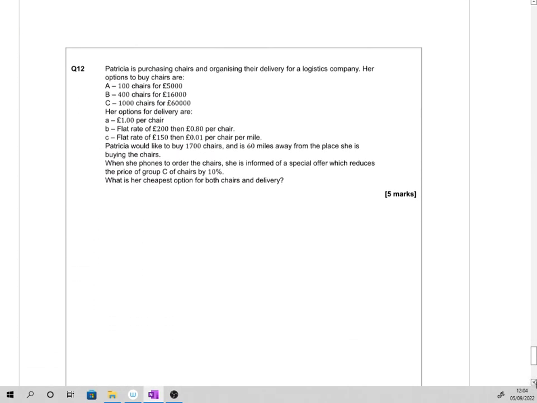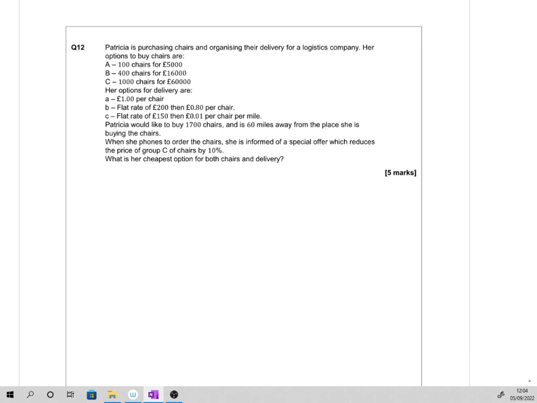Last question. Oh goodness. Patricia is purchasing chairs and organising their delivery to a logistics company. Her options to buy chairs are all these. Special offer, reduce the price of Group C by 10 chairs. What's the cheapest option to buy the chairs and the delivery? So we've got to work it all out, yeah?